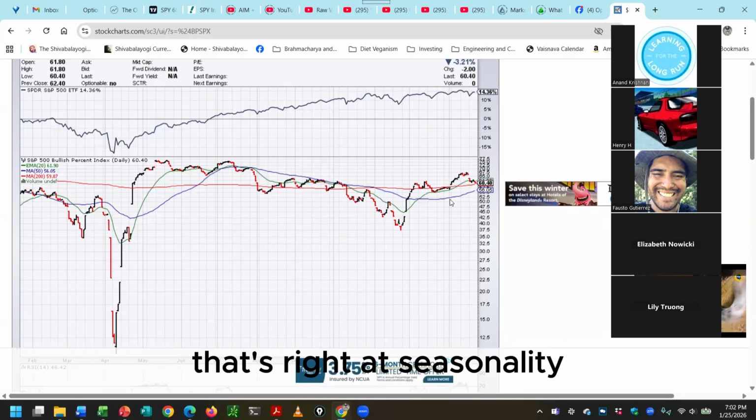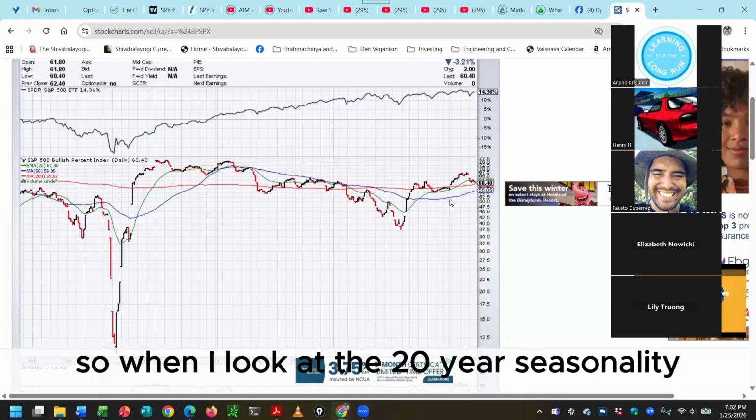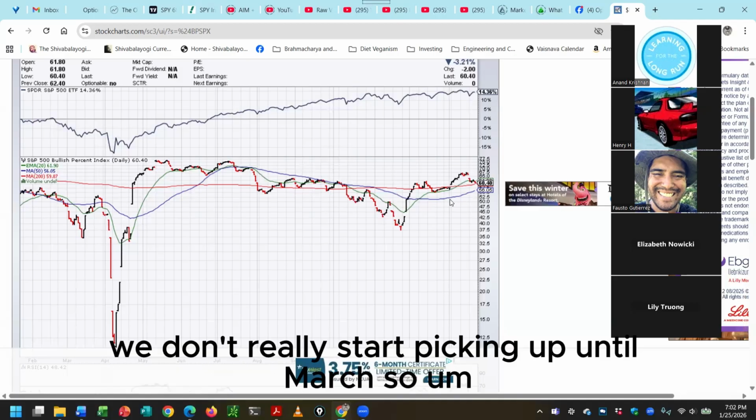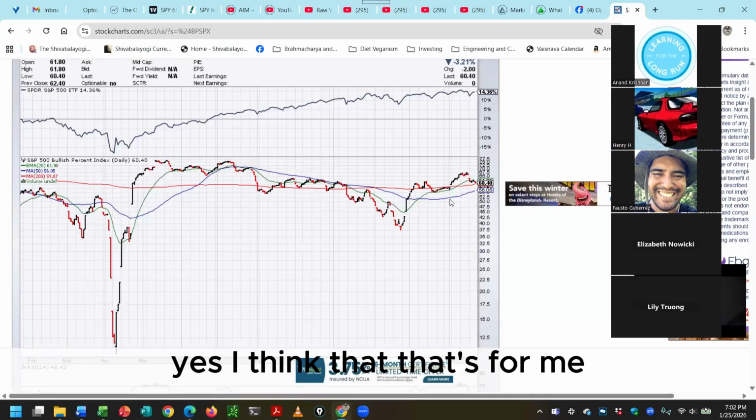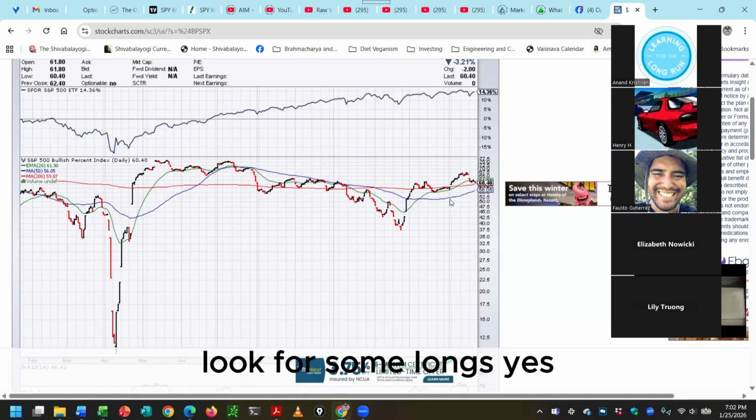That's right. Look at seasonality. So when I look at the 20-year seasonality, we don't really start picking up until March. So yeah, for me, that's a better time to look for some longs.